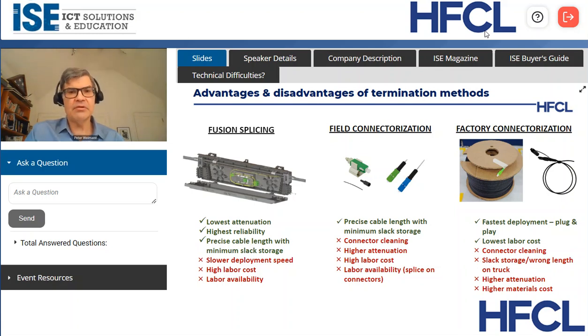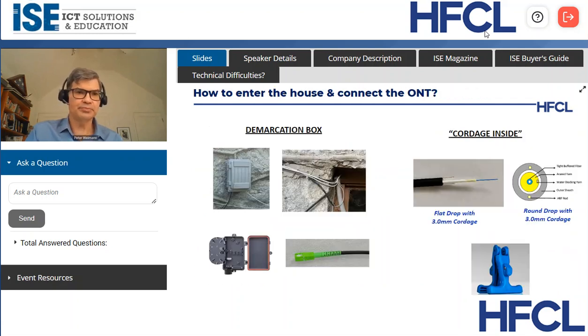However, if everything's factory connectorized, one big issue you run into is slack storage, or installers having the wrong length on the truck. They've got a 100-foot length of cable, and the cable needs to be 103 feet to fit the application. Or they put a 150-foot cable in, and they've got to figure out what to do with 47 feet of slack. In addition, connectors aren't free, so it's probably going to be a higher materials cost, especially because you're paying labor for someone to put that connector on in their factory.